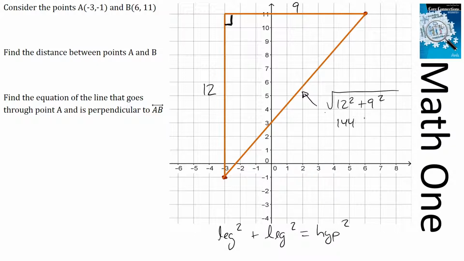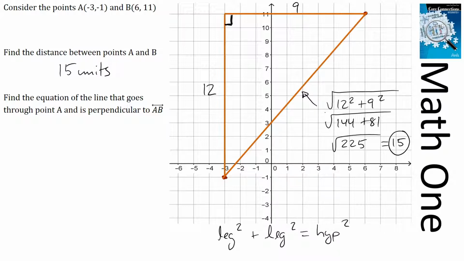And then we're just down to arithmetic. This is 144 plus 81, which is 225. We are taking the square root, and the square root of 225, we're fortunate, is an integer today. So this segment is 15 units long. The distance from A to B is 15 units.